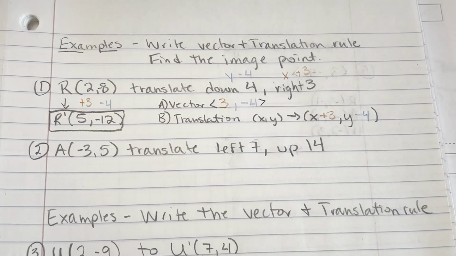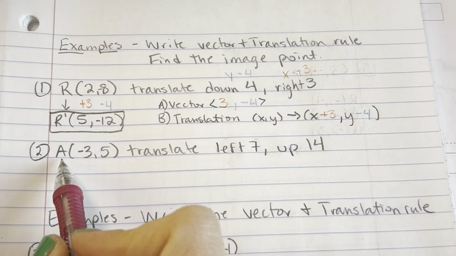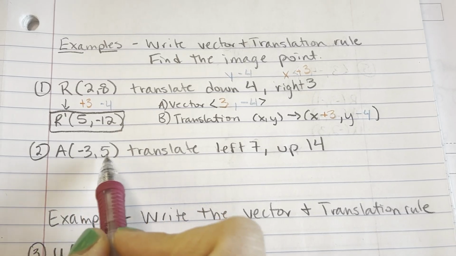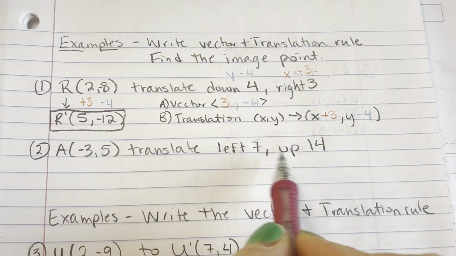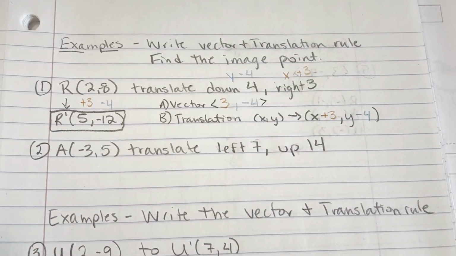Next up, Buttercup, is we have A, the pre-image A, negative 3 comma 5. We're going to translate it left 7, up 14. So see if you can do this by yourself.